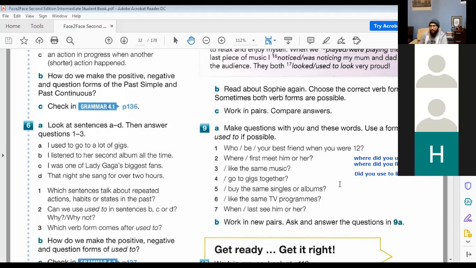Did you go to gigs together? Okay, so this is the normal question. Did you go to gigs together? Can we use used to in this question? Maybe we can if it's like where you first meet. Where did you first meet? Or no? But here it's not. They're not talking about the first time you went. They're talking about your general going together thing.